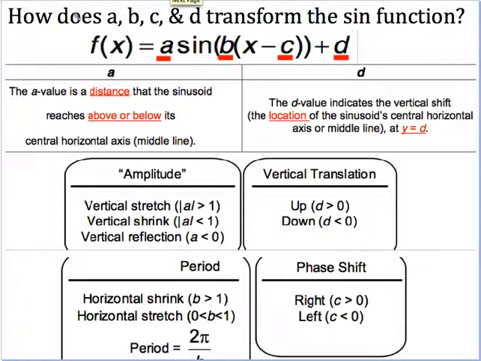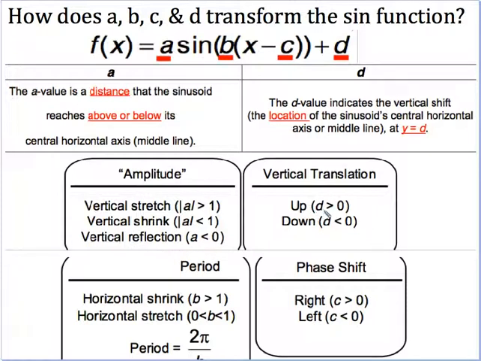How does the a, b, c, and d transform the sine function? You might want to look at your notes. You need to know this. Your a is a vertical stretch or shrink. Notice these are absolute value signs. If a is bigger than 1, then you're stretching. If it's a fraction, you're shrinking. And then if it's a negative, you're just reflecting over the sinusoid.